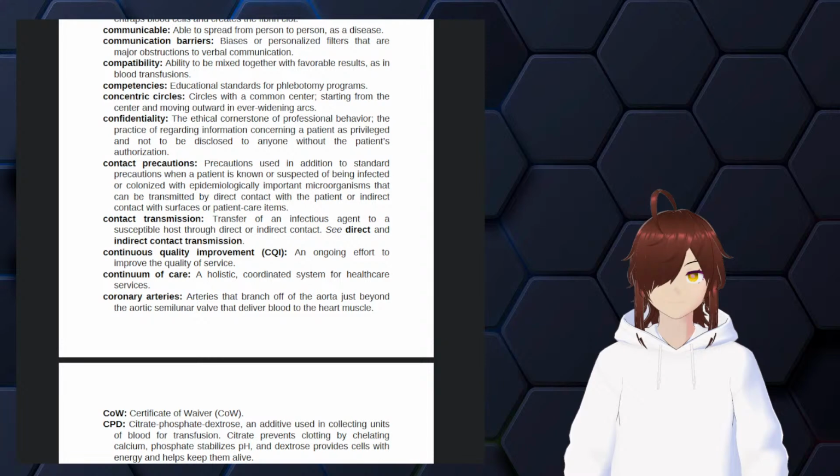Continuous quality improvement, CQI, are ongoing efforts to improve the quality of service, a holistic, coordinated system for healthcare services. Coronary arteries, arteries that branch off of the aorta just beyond the aortic semilunar valve that deliver blood to the heart muscle.